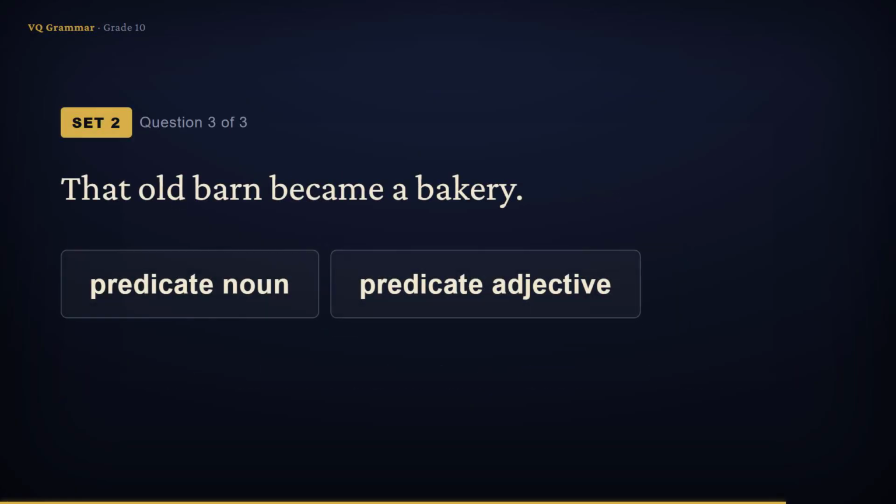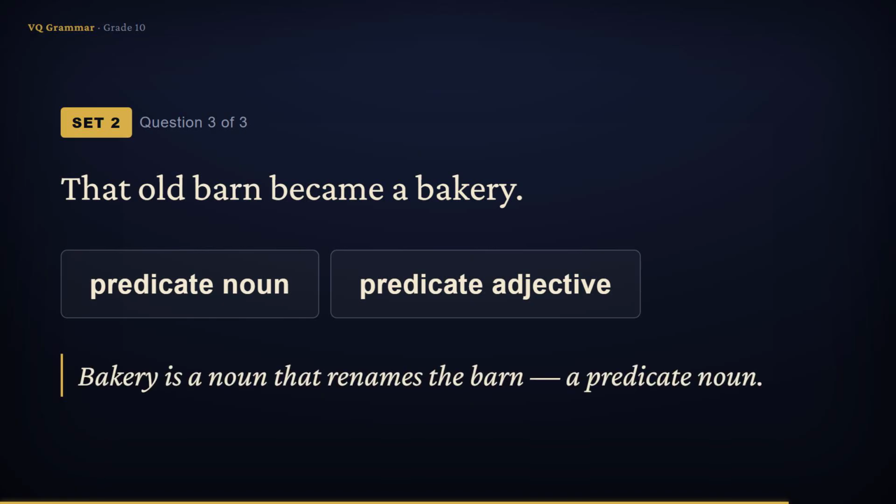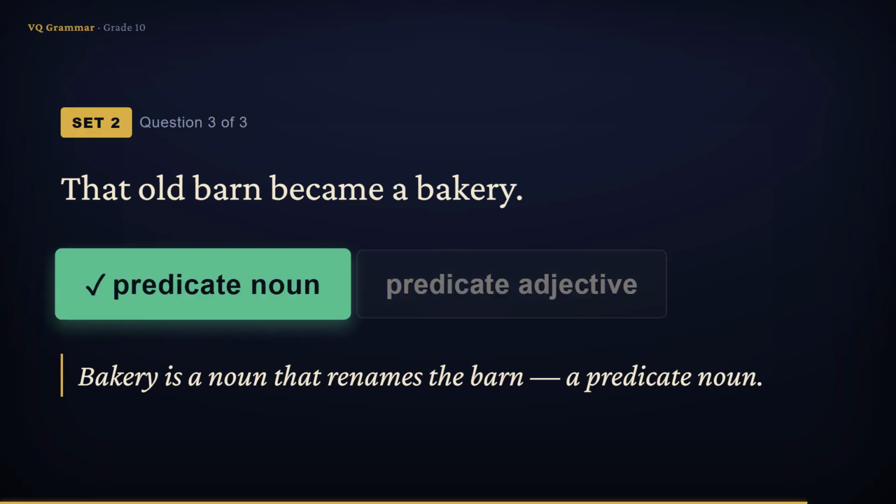That old barn became a bakery. The linking verb is became, and the word it links to is bakery. Bakery is a noun, and it renames the barn. It tells us what that barn now is. So bakery is a predicate noun.